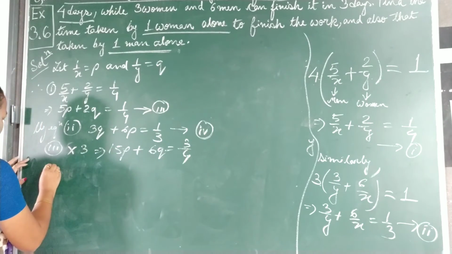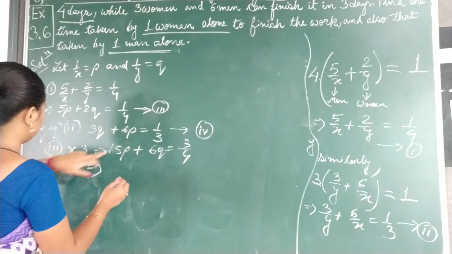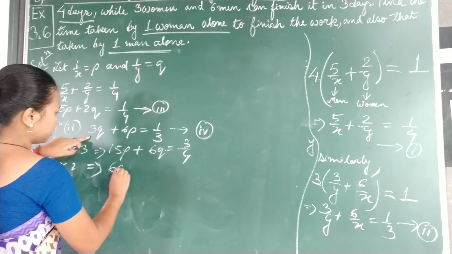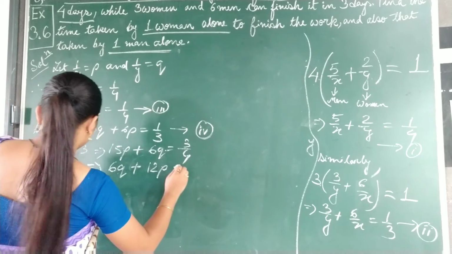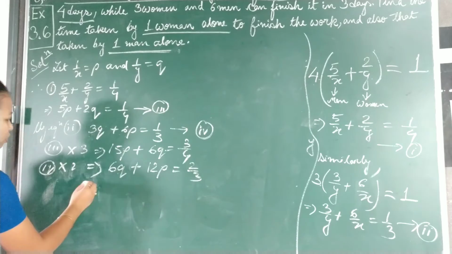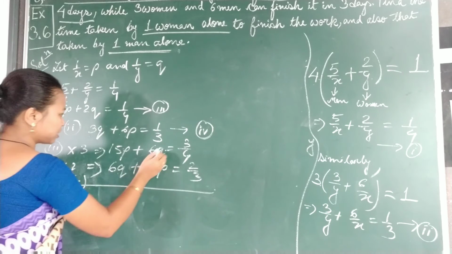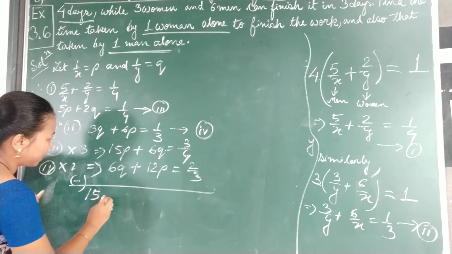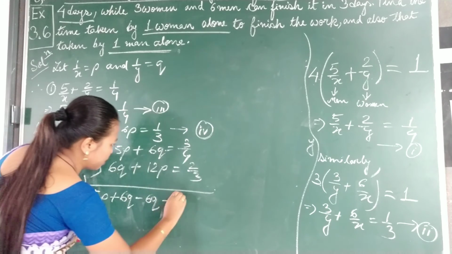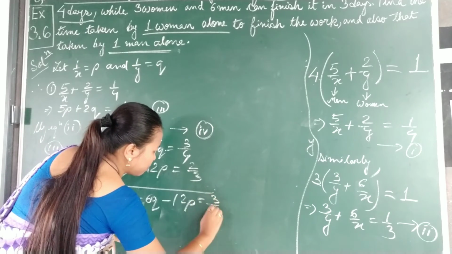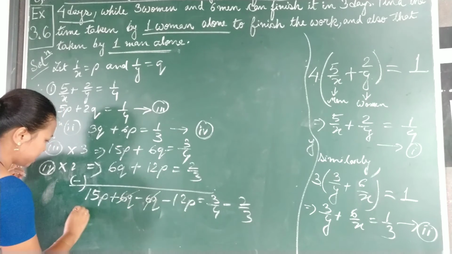Then equation 4 into 2, that will be 6q plus 12p equal to 2 by 3. So here I am doing subtraction. Let me write it overall: 15p plus 6q minus 6q minus 12p, equal to 3 by 4 minus 2 by 3. So 6q and 6q cancel.